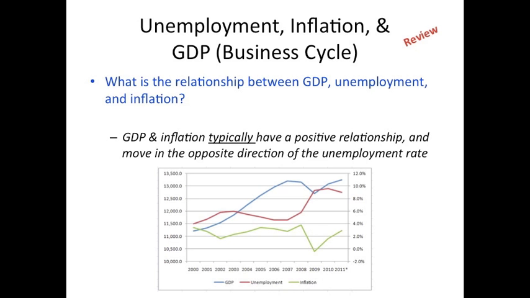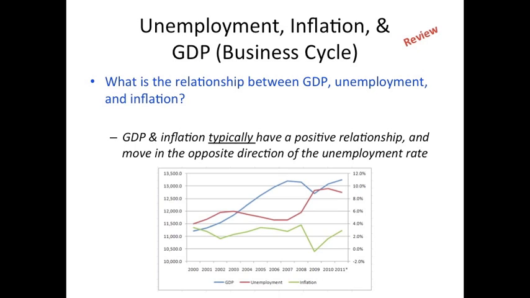So let's first recap a couple key issues. First is unemployment, inflation, and GDP as well as the business cycle. We learned these things already, but recall that GDP and inflation typically have a positive relationship. As GDP increases, inflation typically will increase.